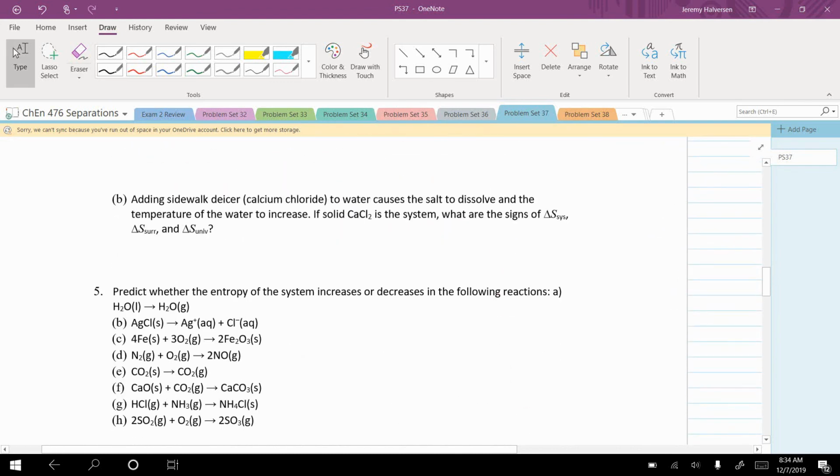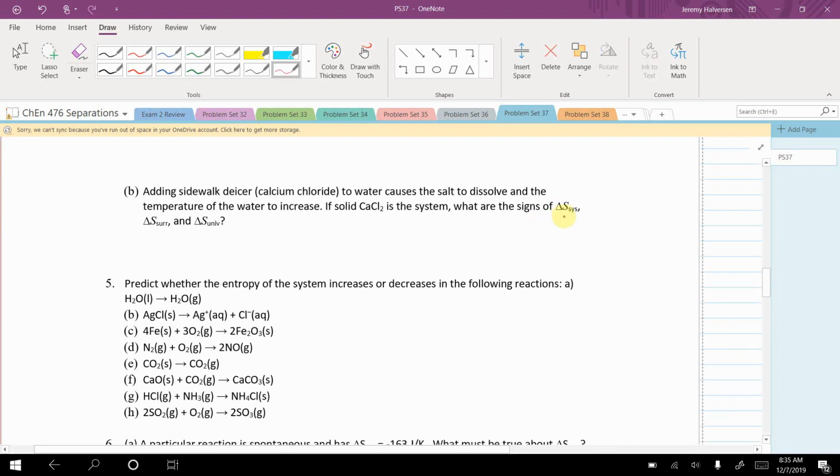Adding sidewalk deicer, calcium chloride, to water causes the salt to dissolve and the temperature of the water to increase. If CaCl2 is the system, what are the signs of delta S system, surroundings, and universe? Well, CaCl2 is the system. What's happening to that system? It's going from solid, and then it's dissolving, so I would call that aqueous. Solid to aqueous. Aqueous has more disorder, so it must be increasing in entropy, so positive.